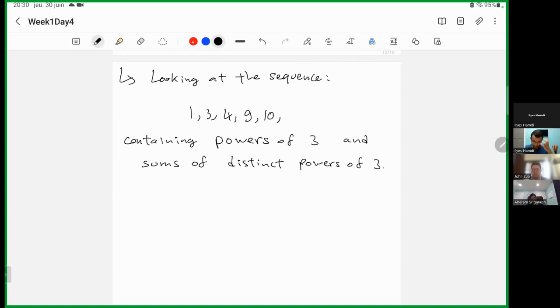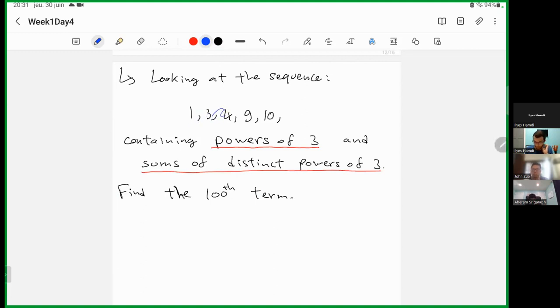So first thing we have, first set, all powers of 3, and then second set, sums of distinct powers of 3. The question is to find the 100th term of the sequence. But first let's continue giving the first elements. So 1 is a power of 3. It's 3 to the 0, right?